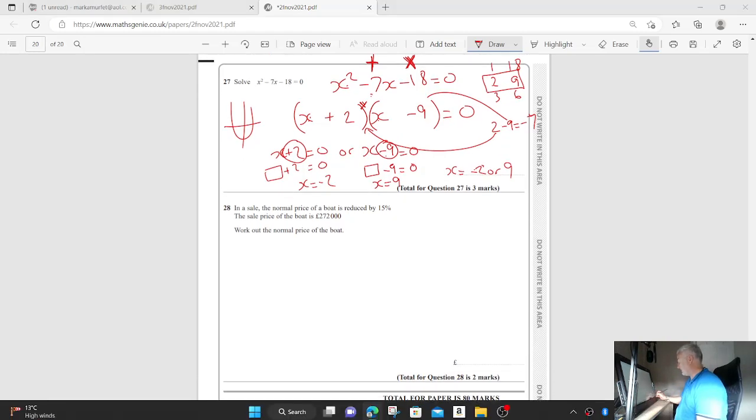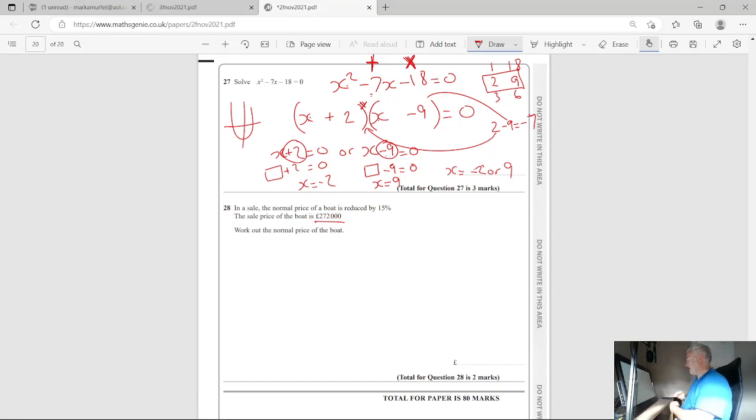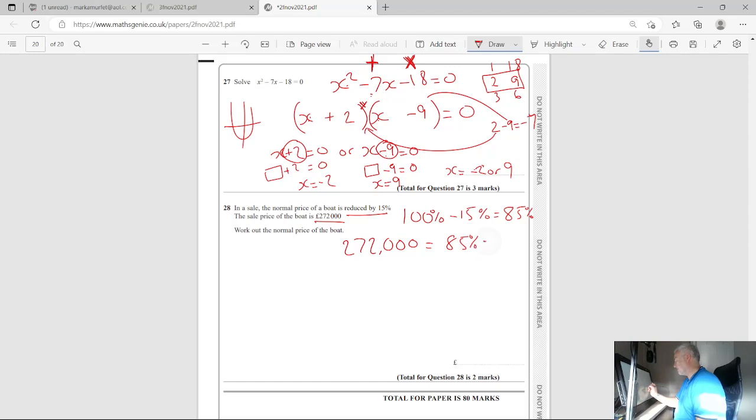Last question. Okay, so in a sale, the normal price of a boat is reduced by 15%. The sale price of the boat is 272,000. Okay, work out the normal price of the boat. So let's think it starts off at 100%. It's reduced by 15%. So that gives me 85%. 272,000 equals 85% of the original price.